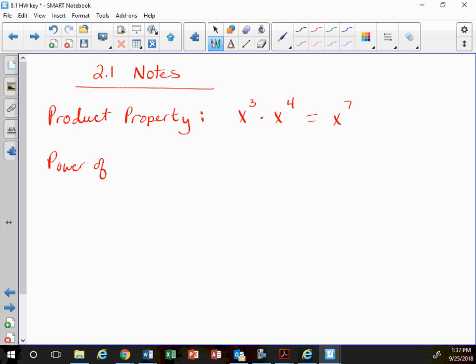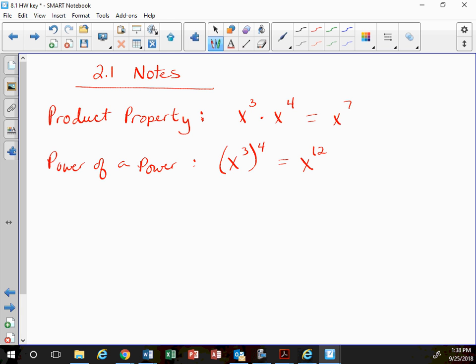Next one is our power of a power property. So what if it's x cubed to the 4th power? X to the 12th. Do you understand why these work, or do you just have it memorized? I add, I multiply. Memorized? Can I show you why it works?